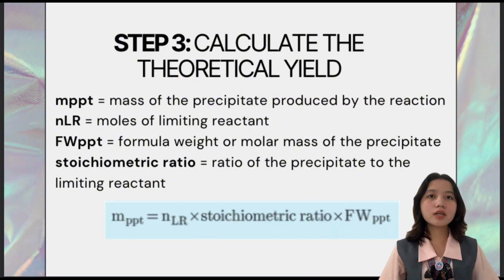Solving for the theoretical yield, use this formula. m_ppt equals n_LR times stoichiometric ratio times FW_ppt. m_ppt equals the mass of the precipitate produced by the reaction, n_LR equals moles of the limiting reactant, and FW_ppt equals the formula weight or molar mass of the precipitate.